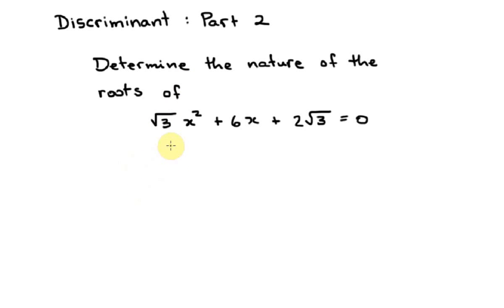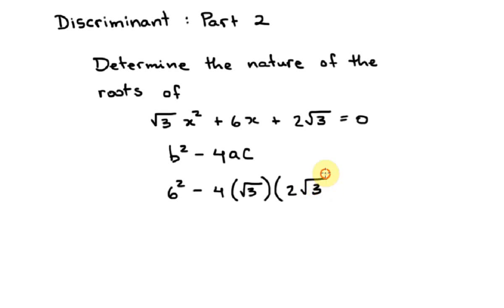So I'm interested in examining b squared minus 4 times a times c. And I want to know, is it positive, 0, or negative? So b is 6. So I got 6 squared minus 4 times a. And a is the square root of 3, times c. Now c is 2 root 3. So we're just going to put the whole thing in there as c.